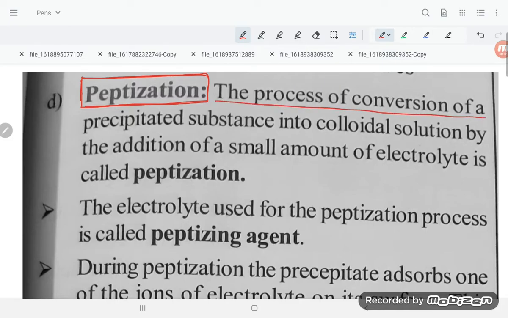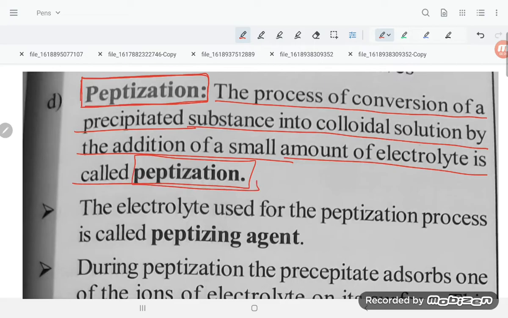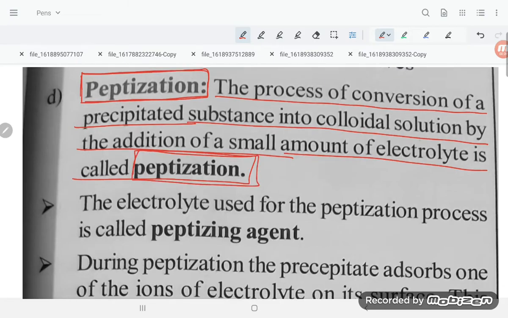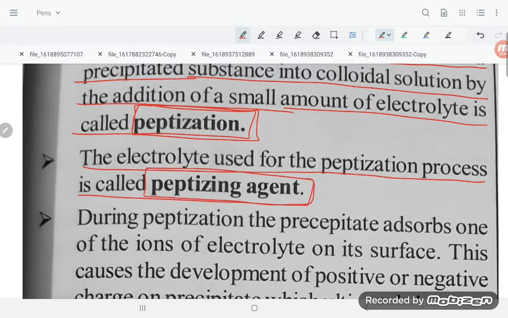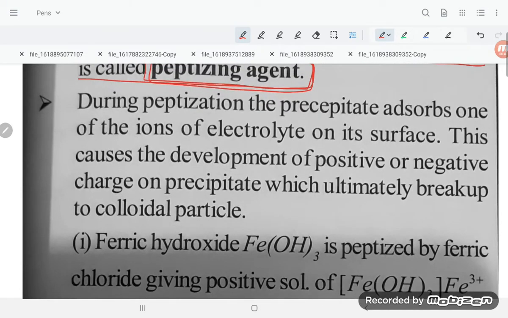The process of conversion of a precipitate into a colloidal solution by the addition of a small amount of electrolyte is called peptization. The electrolyte used for the peptization process is called the peptizing agent.